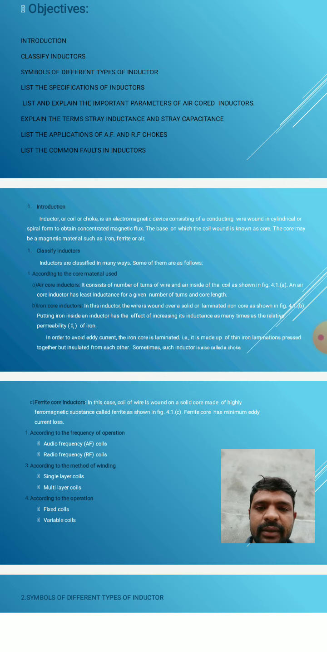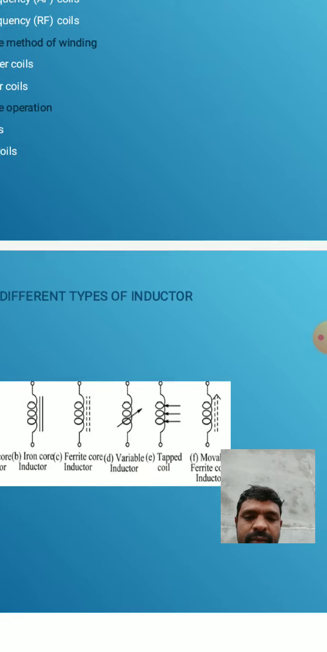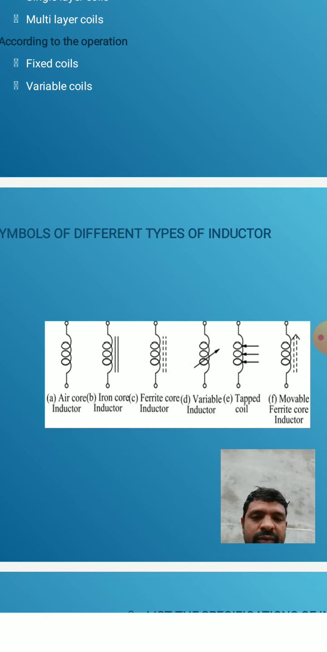Now we show the inductor symbol. Different types of inductor symbols are there. We use the air core inductor symbol. The inductance is indicated by the symbol H, and the unit is Henry.